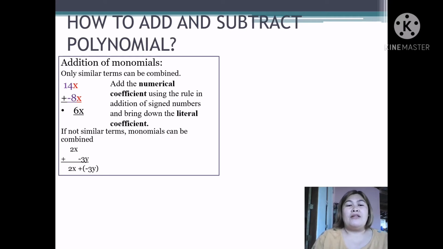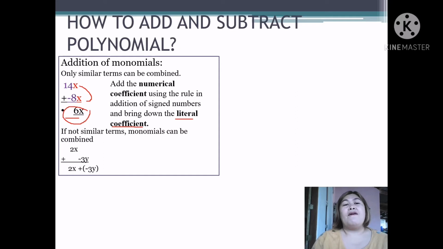The rule is that if they have different signs, positive and negative, we will subtract. So 14 minus 8 is equal to 6. And then the next rule is to bring down the literal coefficient. In our example, our literal coefficient is x. So therefore, our answer is 6x.